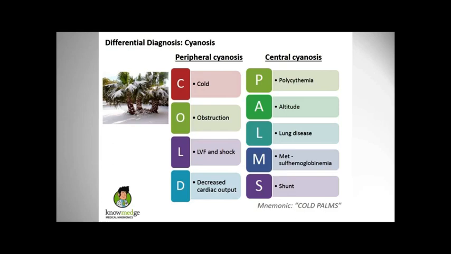Anesthetics, for example, can produce what is called methemoglobinemia, and people after surgery or during surgery can develop cyanosis as a result of the binding of hemoglobin to these chemicals. And shunts, any kind of right to left shunt, as it happens in these congenital malformations, will produce central cyanosis.